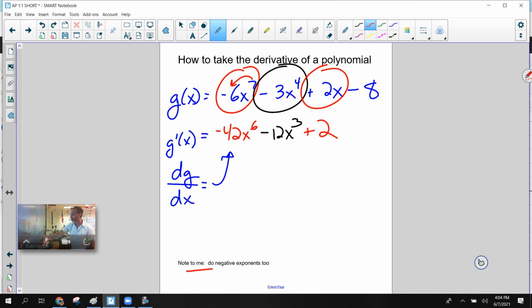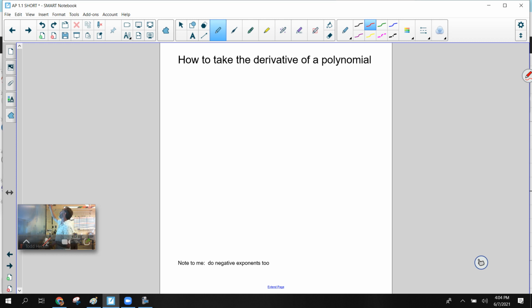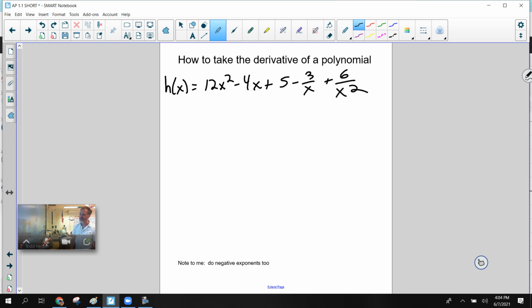All right, I have a little note down here. Look at this, I wrote myself a note. What about negative exponents? Let's do one more. It's the same rule. So nothing different, even if the exponents are negative. But it comes up every once in a while. Let's do h of x. H of x is going to be 12x squared minus 4x plus 5 minus 3 over x plus 6 over x squared. So the first thing you want to do, I hate fractions. You should too. Get on the fraction-hating bandwagon. Let's rewrite this. So this is the same as 12x squared minus 4x plus 5 minus 3x to the negative 1 plus 6x to the negative 2.